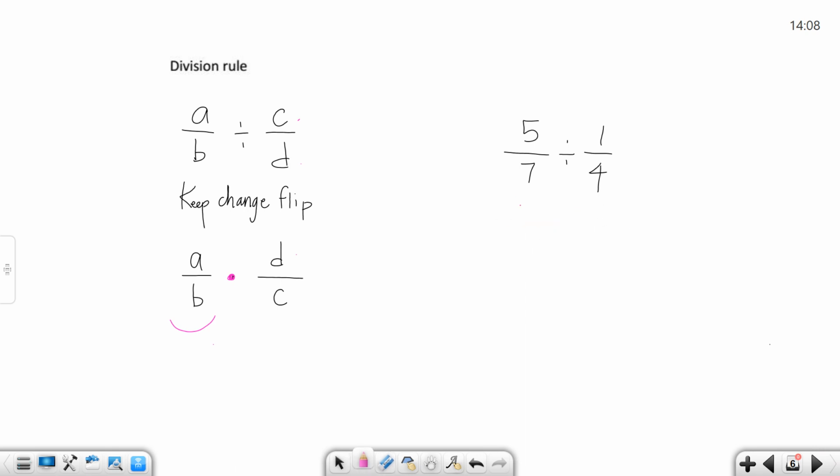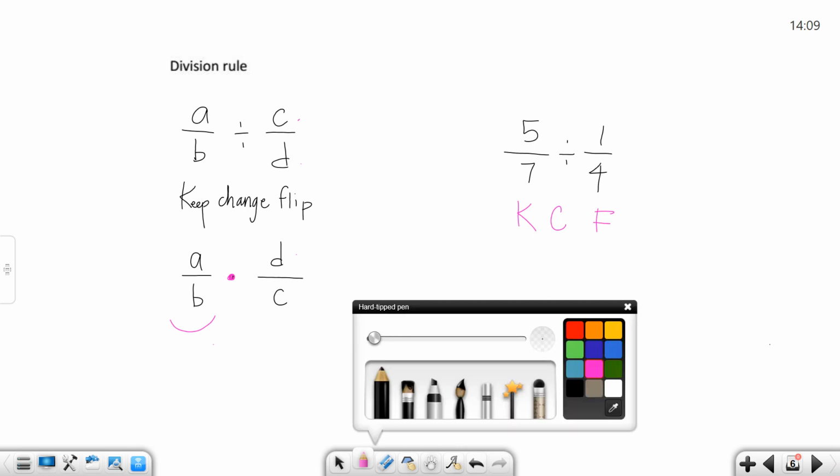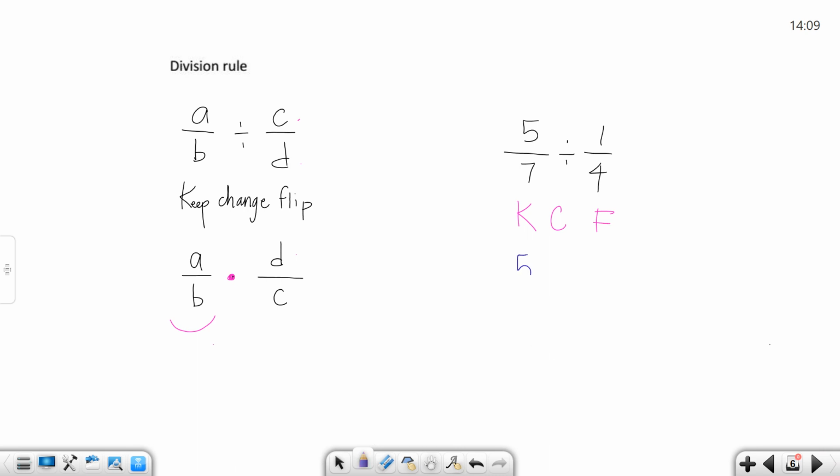We call that KFC, but it goes in this order. Keep and change and flip. Try that one more time. Keep and change and flip. Okay, so we keep the first fraction, we change it to multiply, and we flip the second fraction.